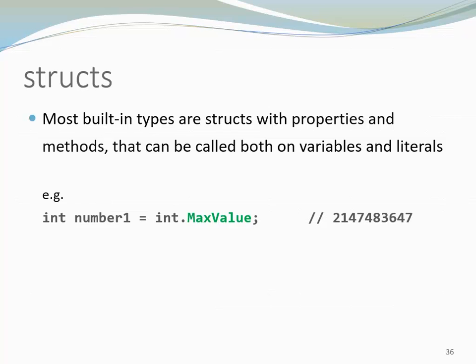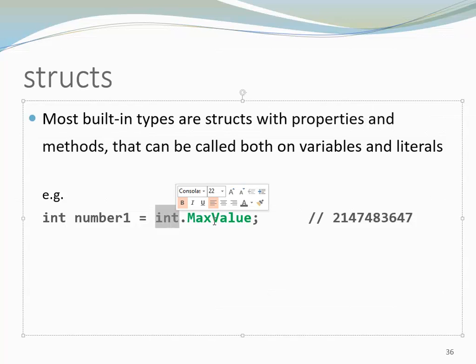So here is an example of integer. Int is a struct, and here we're calling a property on the type directly because MaxValue happens to be a static property. The MaxValue of integer gives me the largest integer value, which happens to be slightly larger than 2 billion.